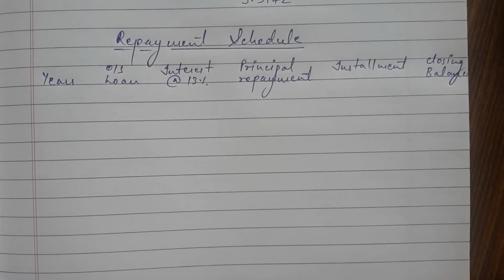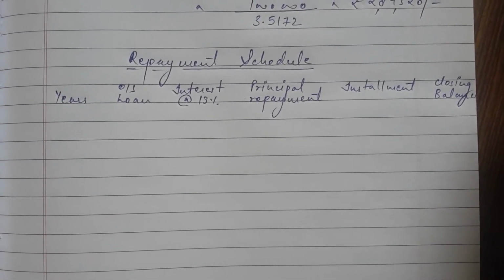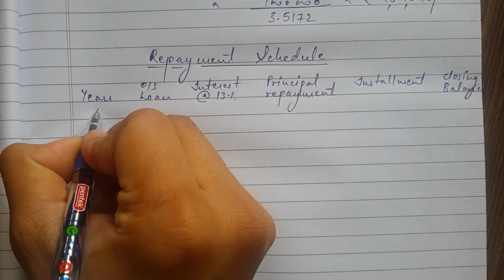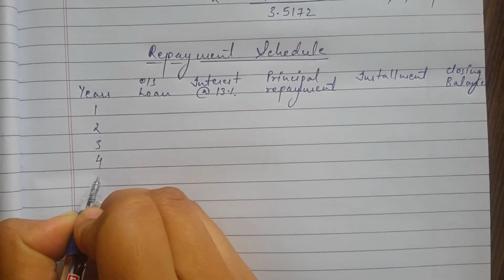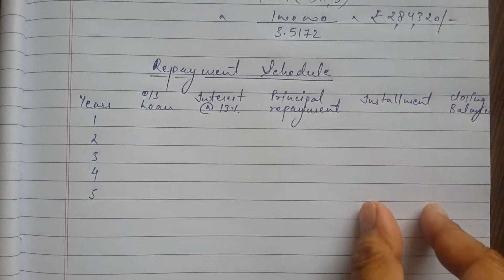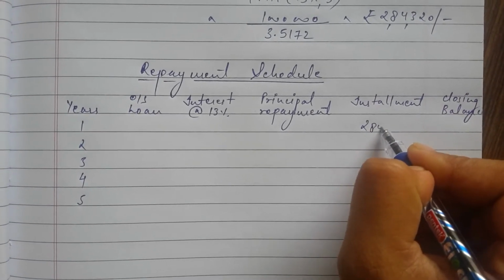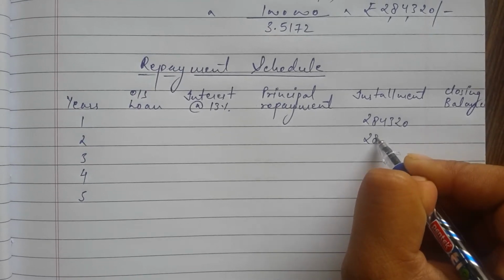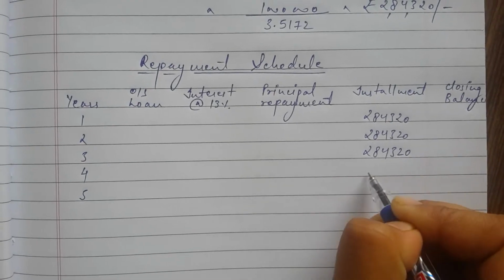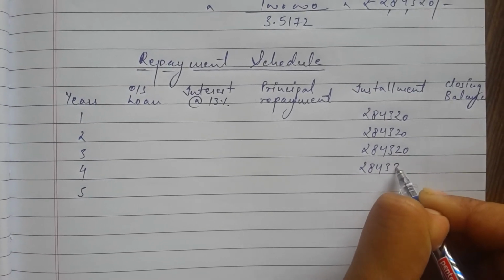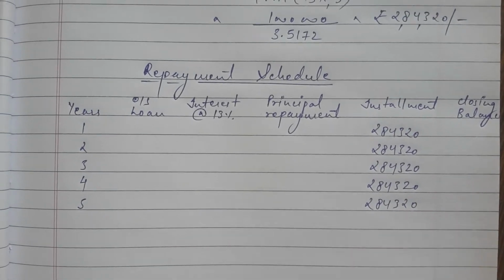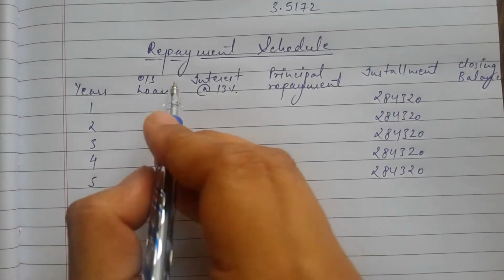Here again, in this case, we have to repay the loan in 5 equal annual installments. So in years, we'll be writing 1, 2, 3, 4, 5. The installment amount is the same in all the years, so just mention the installment amount. It is 2,84,320 in all the years. The outstanding loan is 10 lakh rupees.